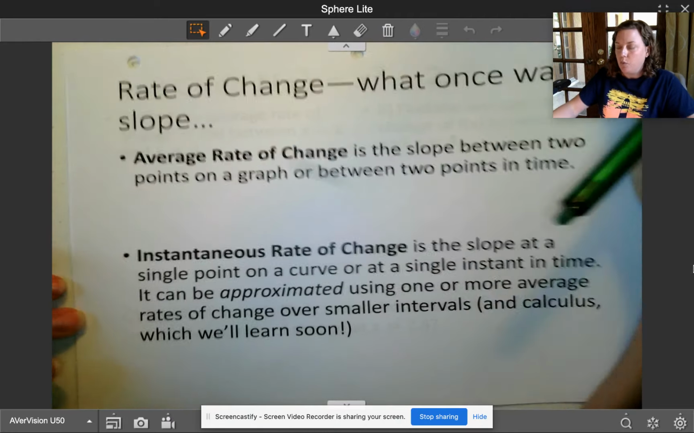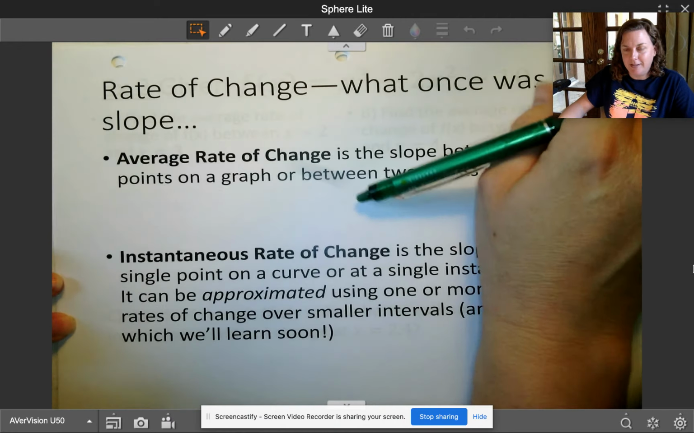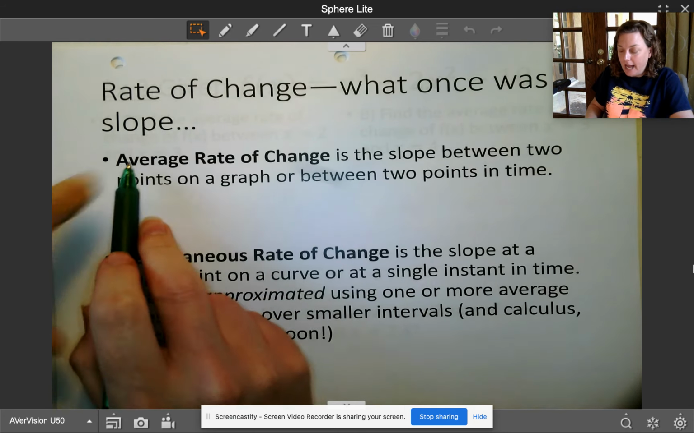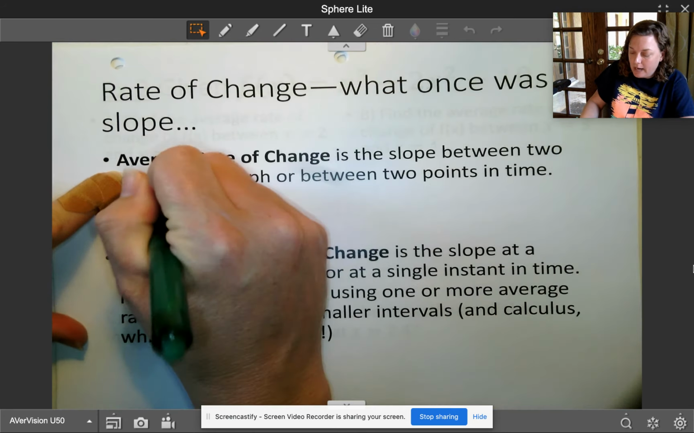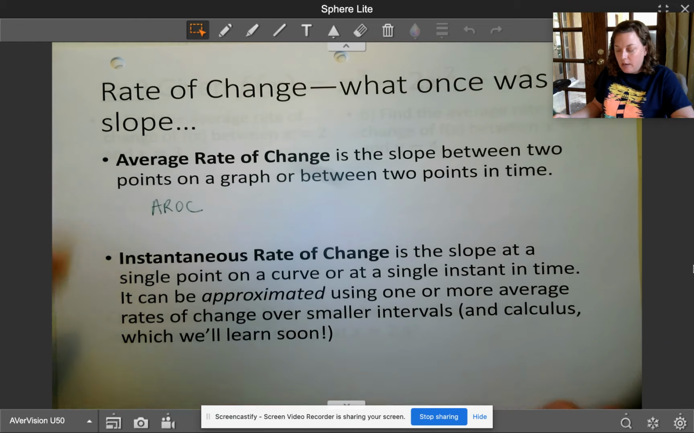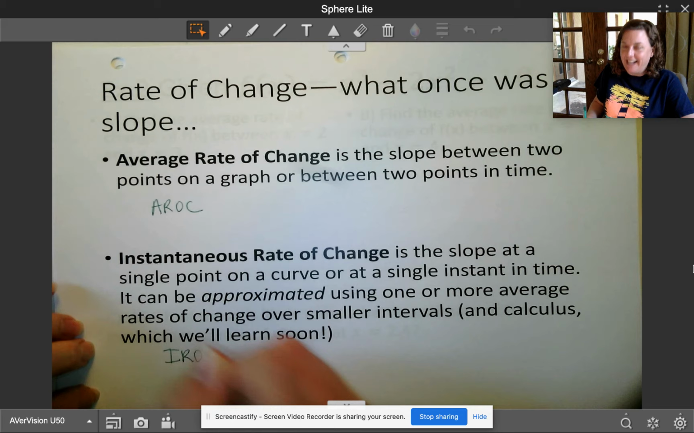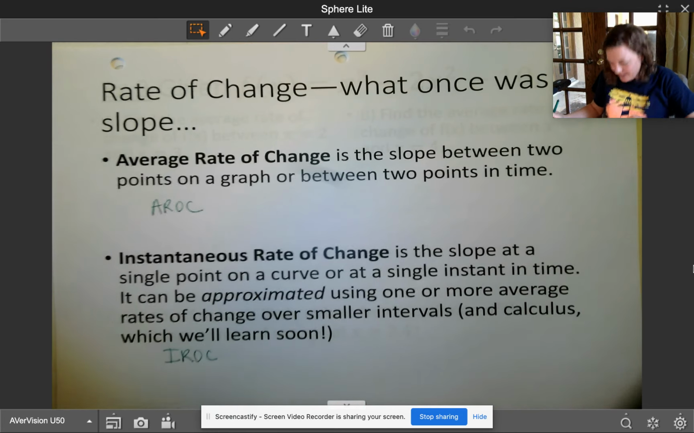Rate of change, what once was slope. So we're going to hear rate of change a lot, and we're going to hear average rate of change, or AROC, and we're going to hear instantaneous rate of change, or IROC. I know, IROC. All right, funny joke.